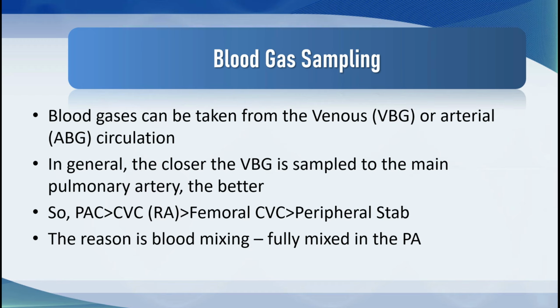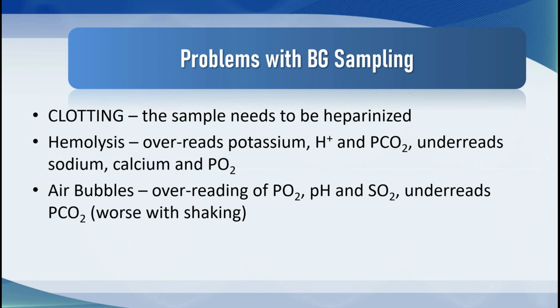There are problems with blood gas sampling. The first one is that the sample itself will clot almost immediately after you take it, so the sample needs to be heparinized. I'll get back to that in a second. The other thing is that if you're not careful about how you take the sample, it may be damaged and the red blood cells may hemolyze, leading to the measurement of intracellular content in extracellular fluid. So you will have overreading of potassium, hydrogen ions, CO2, and underreading of sodium, calcium, and PO2.